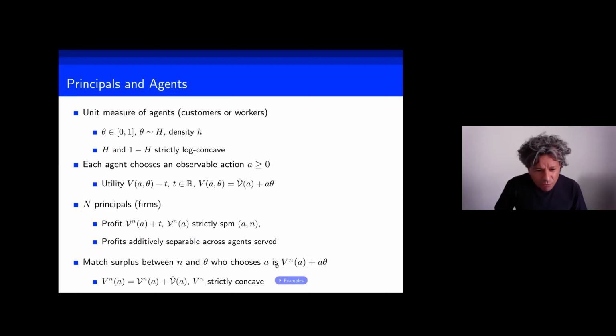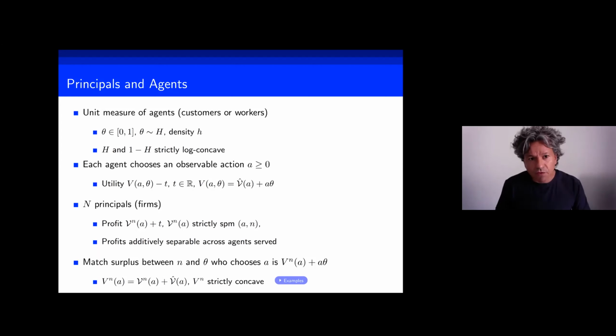This is just notation because, as you will see, I will forget about these script V functions. The match surplus between a firm n and an agent with type theta who chooses action A will be given by V_n(A) + A times theta, where V_n(A) is just the sum of these two script functions here. And we are going to impose as an assumption that this V_n is strictly concave, and moreover satisfies some boundary conditions that are not just technical, just to ensure interiority of solutions.